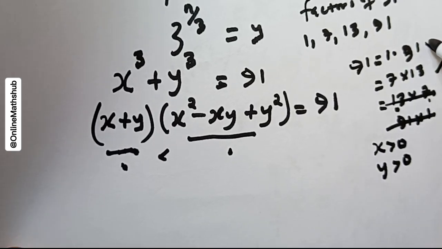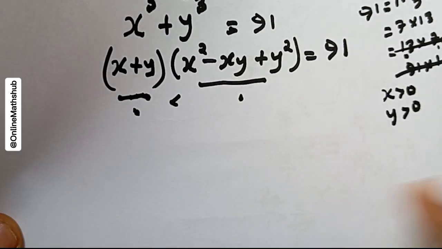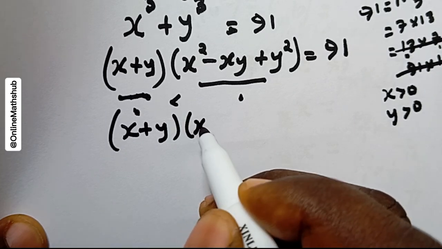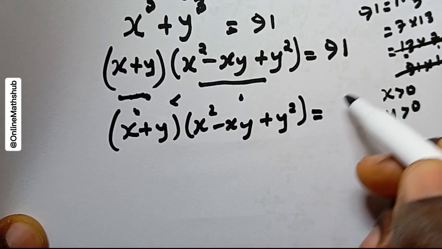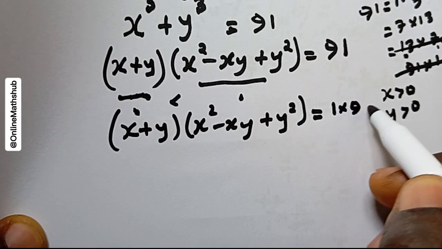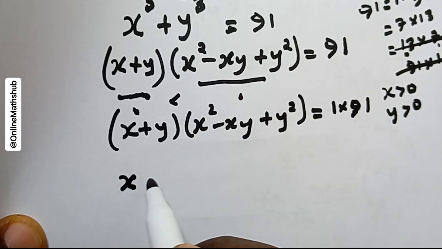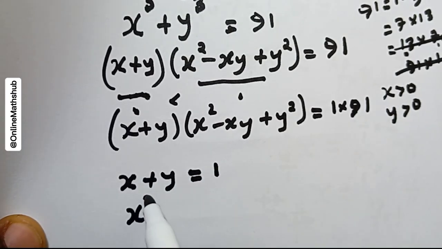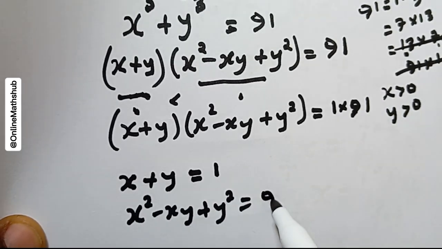Okay, so we're going to pick this first case to solve and then see whether we are going to have an integer solution that will satisfy the problem we are solving. So from here, (x + y)(x² − xy + y²) is actually going to be equal to 1 multiplied by 91. So at this point, we can go ahead to equate both sides of the equation so that x + y now becomes 1, and then x² − xy + y² becomes 91.